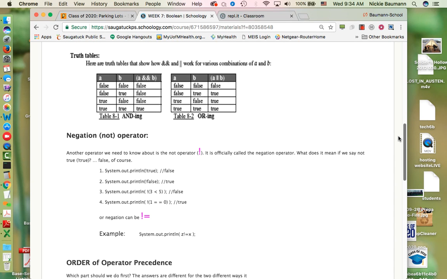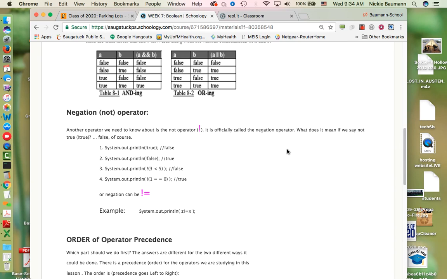Another thing that we're going to look at is the negation or not operator. And that can be used with the exclamation point. So if we were going to do a simple code, say like, hey, we're going to just output the not true, meaning opposite of true or not true, it would print out false. If you're going to do a system printout of not false, it'd be true.